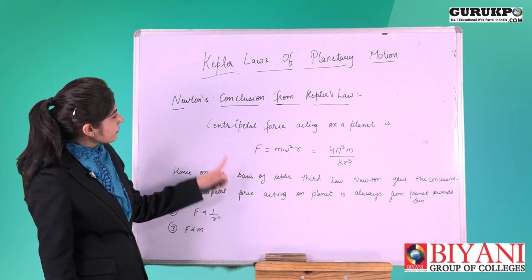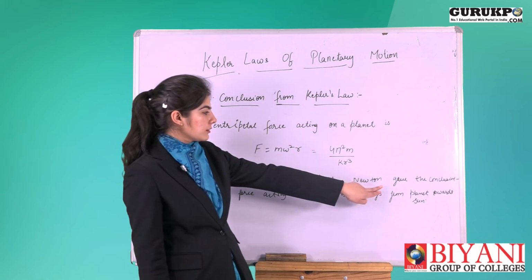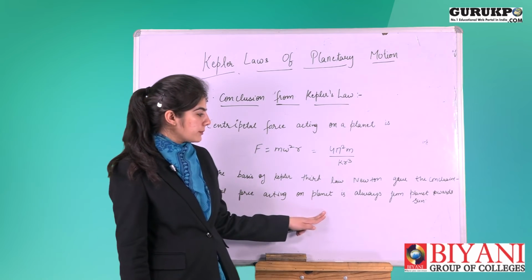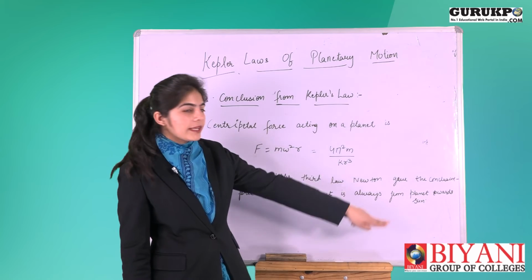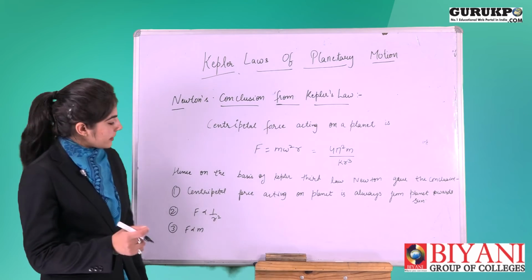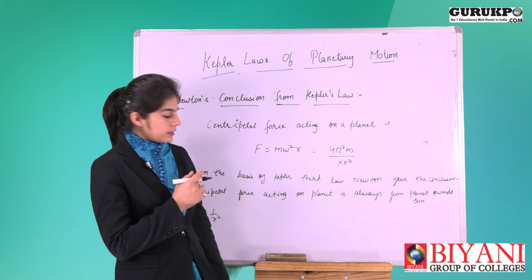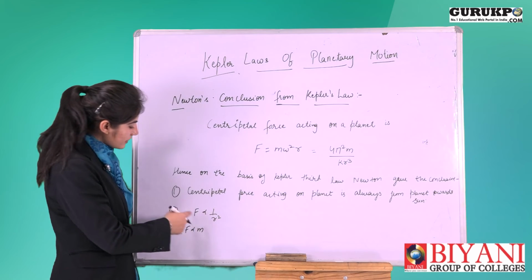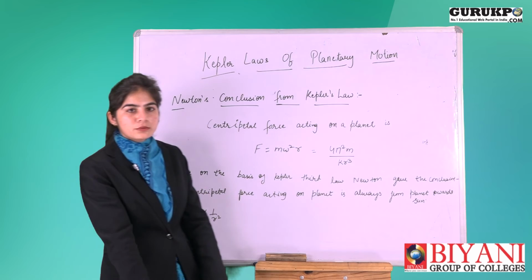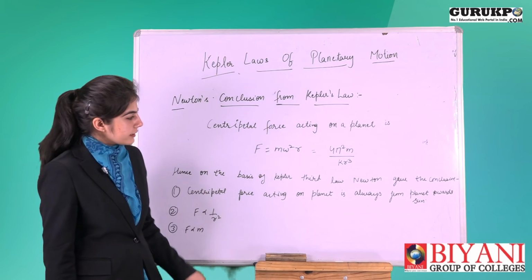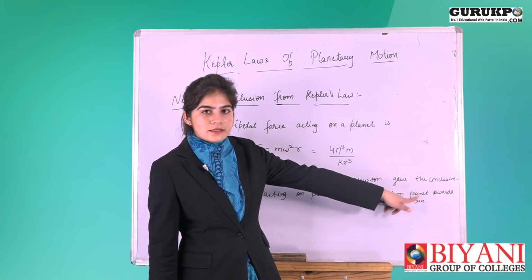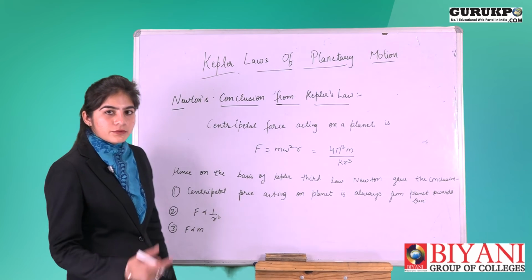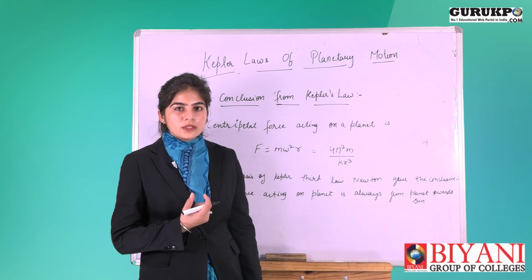On the basis of Kepler's law, Newton gave some conclusions. The first is that the centripetal force acting on the planet is always directed from the planet towards the Sun. The second is that the force is inversely proportional to the square of the radius, where the radius is the distance between the planet and the Sun. The third is that the force is directly proportional to the mass.